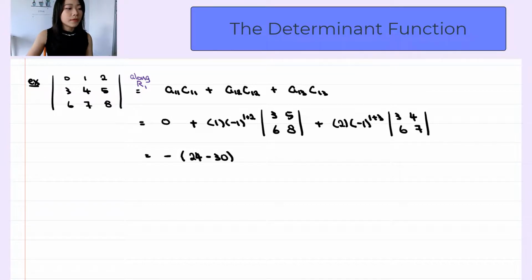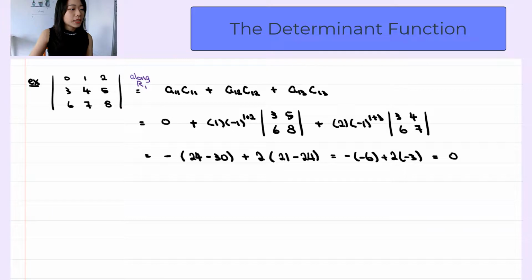Then the last term, in the exponent we have 1 plus 3, that is an even number, so the sign is positive. So plus 2 times the 2 by 2 determinant. 3 times 7 is 21, and minus 6 times 4, 24. We get negative of negative 6 plus 2 times negative 3. So 6 minus 6, that is 0.